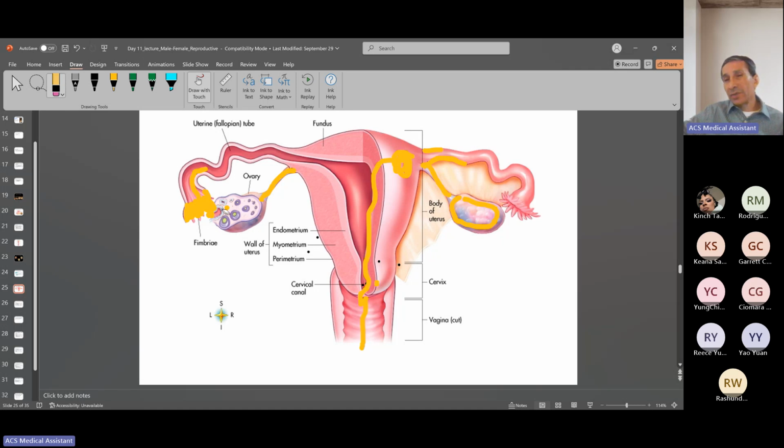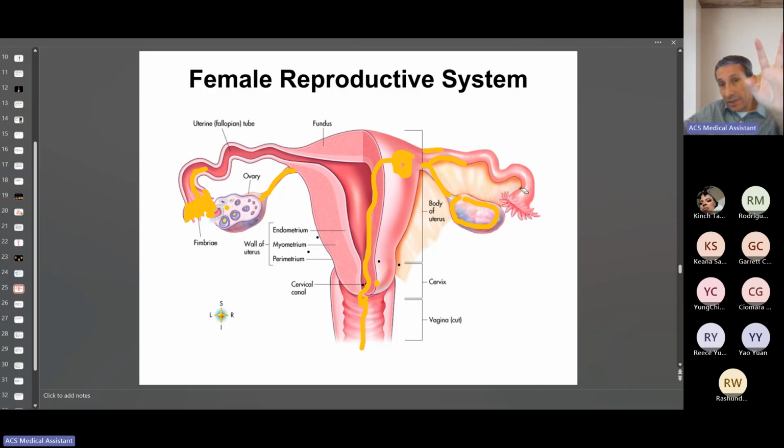So as soon as the egg is released right here, the egg is not just going to move by inertia to the other side. No, there is a gap in between. But these little fingers start moving like a suction, like a vacuum, and absorb the egg, and the egg starts traveling through these tubes.